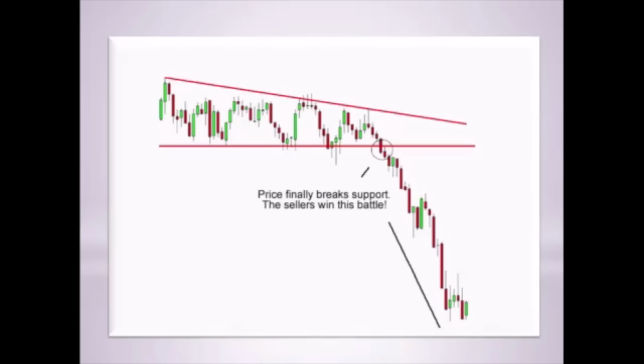Here, as you can see, the price finally breaks support, and the sellers win the battle. The price broke the support and the sellers are in profit. The price ended up breaking the support line and proceeded to drop rather quickly. The market tends to fall faster than it rises, which means that you usually make money faster when you are short.